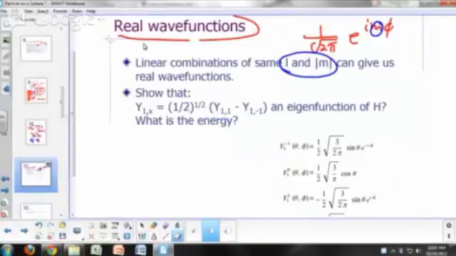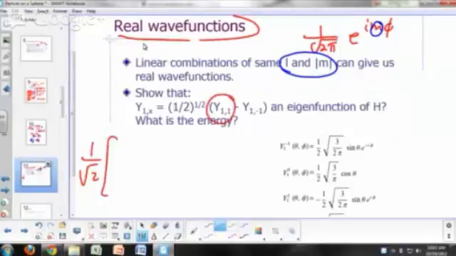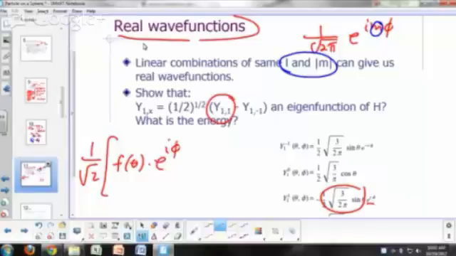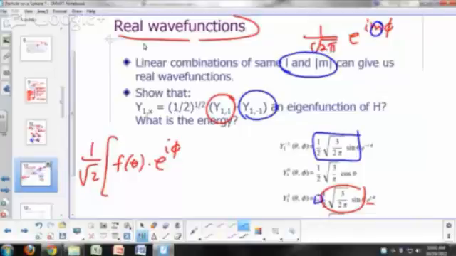Let's work it out. So this is 1 over square root of 2. What's Y1,1? We have the list here. You have a function of theta times e to the i phi, so I'm just going to say a function of theta times e to the i phi. What's Y1,negative 1? This is the function right here, the same function of theta. It's not exactly the same, though. This one is negative and this one is positive.